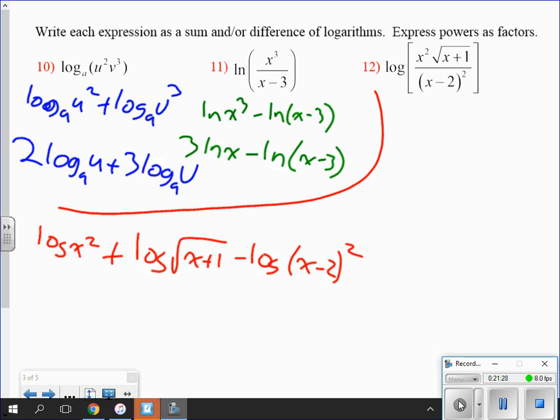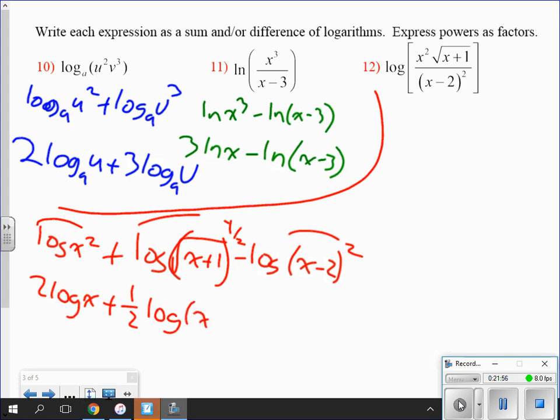Now, a couple of things. Take the radical, rewrite it as an exponent. So instead of the square root of x plus 1, I have x plus 1 to the 1/2 power. And now bring all your powers out front. So I have 2 log of x plus 1/2 log of x plus 1 minus 2 log of x minus 2.